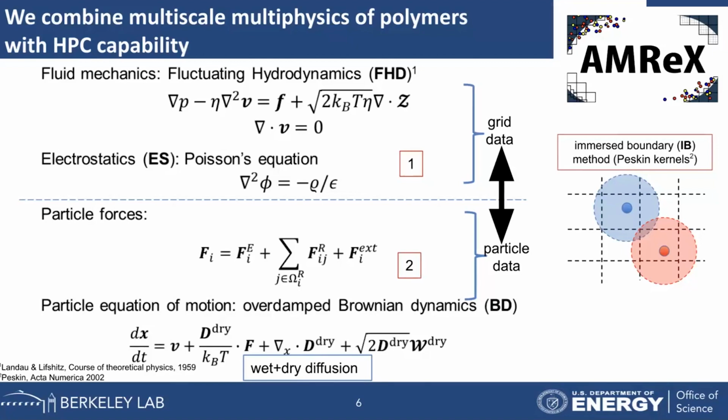Third, the total force for each particle is then spread onto the grid to solve the FHD equation for the wet velocity V. And finally, with the wet velocity and the dry diffusion corrections, we update the particle position X.